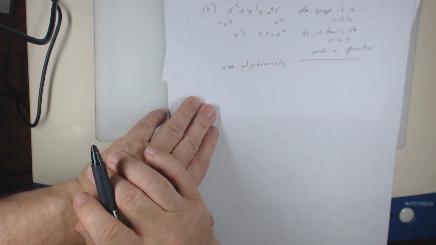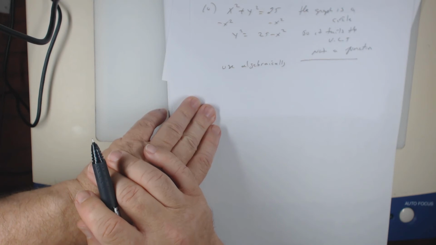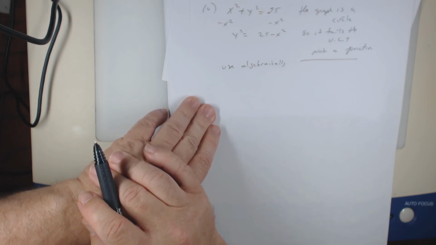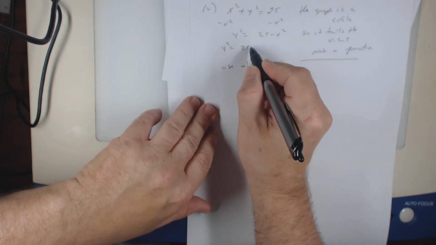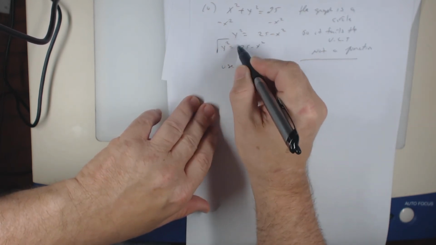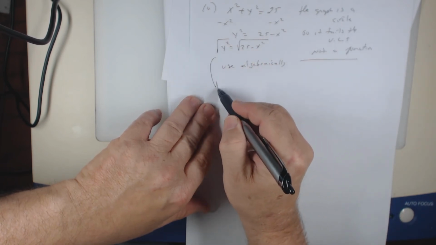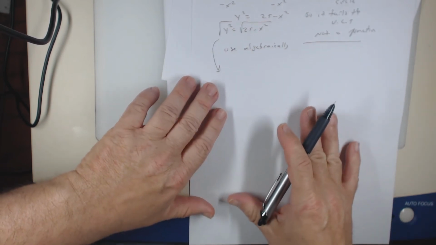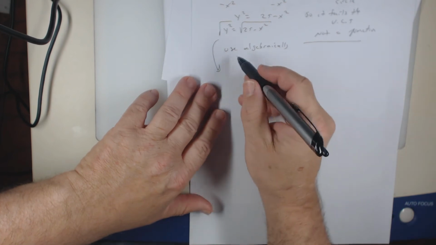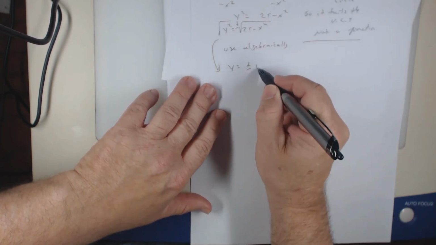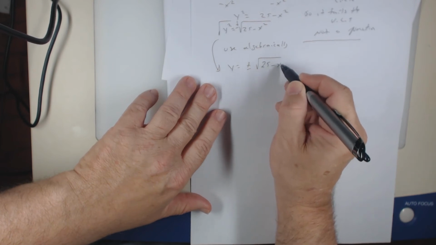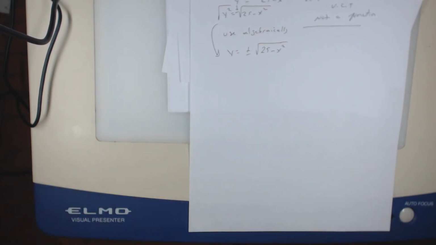What's the next step? Take the square root. But remember, when you take the square root, what else must you use? Plus or minus. So y equals plus or minus the square root of 25 minus x squared. Okay?